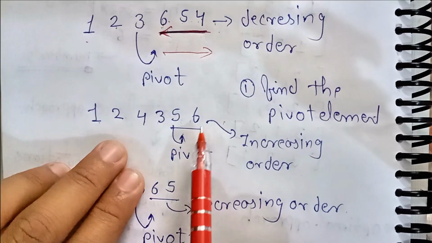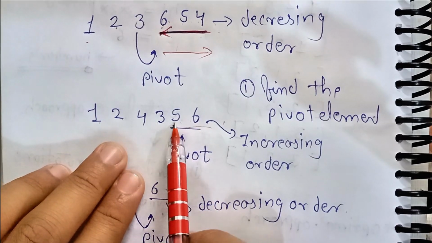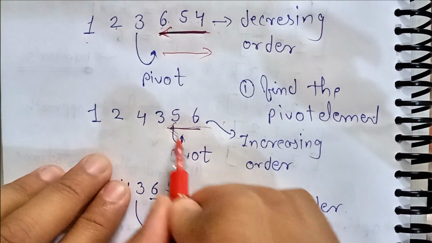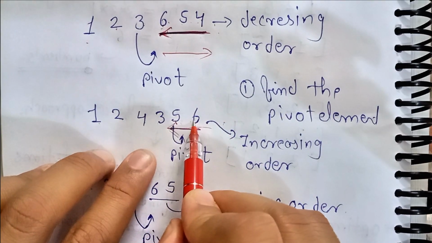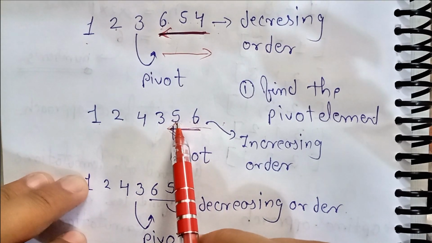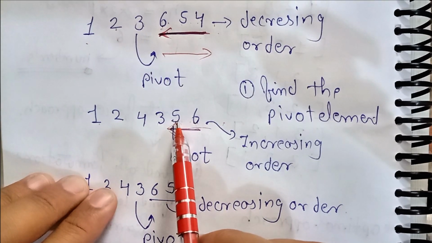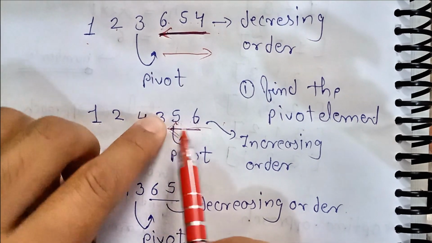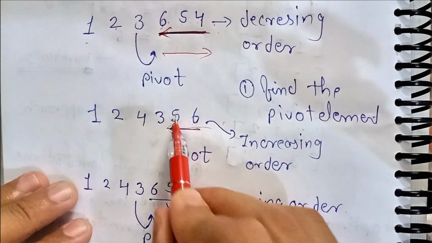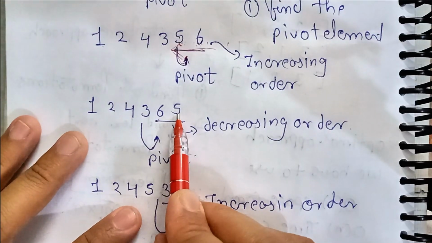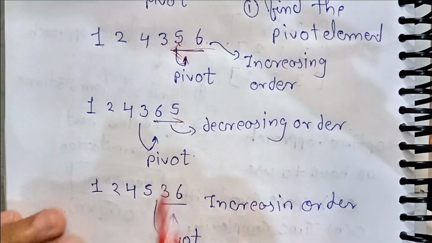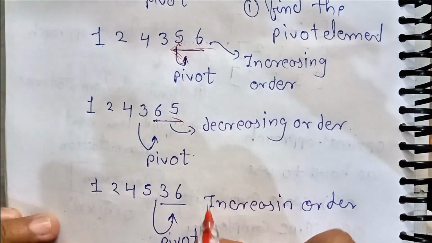After this we will check from the last to the leftmost places. If we check, this is in increasing order. So the next element in left is 5, which is smaller than 6. Then the pivot element is 5. So we have to swap this with this. Then we get 6, 5. After that, we will check, is this in decreasing order? Yes, the array is in decreasing order.